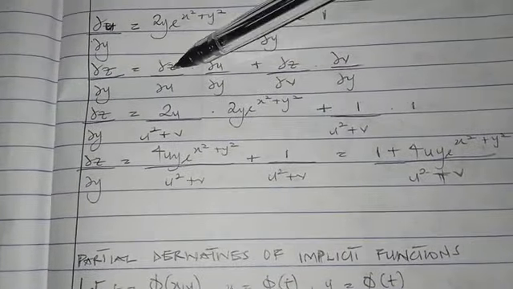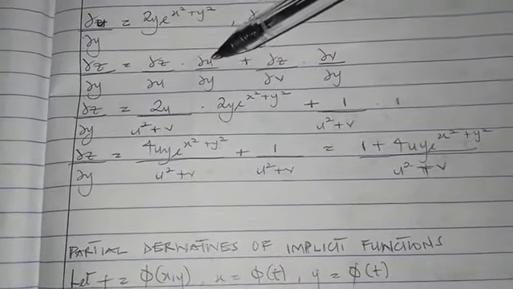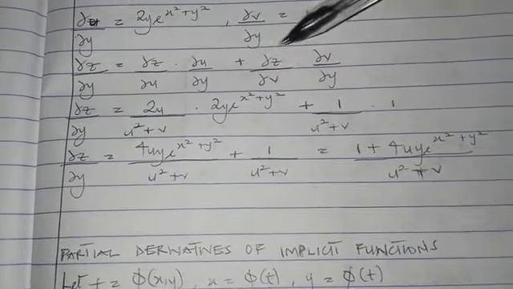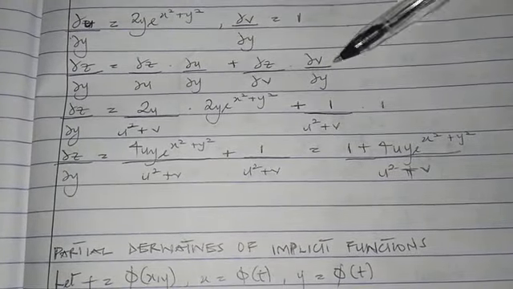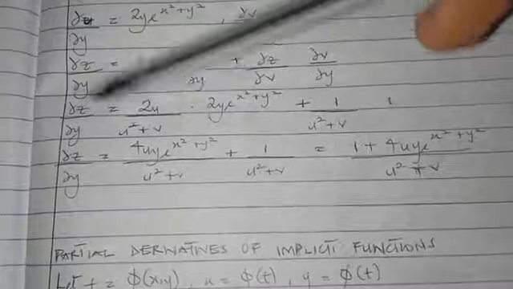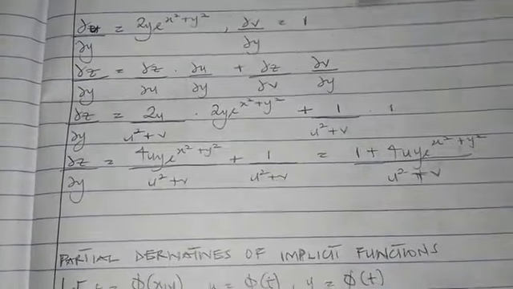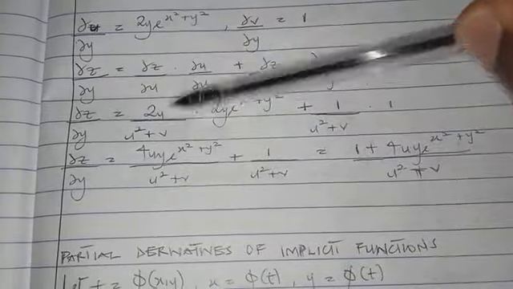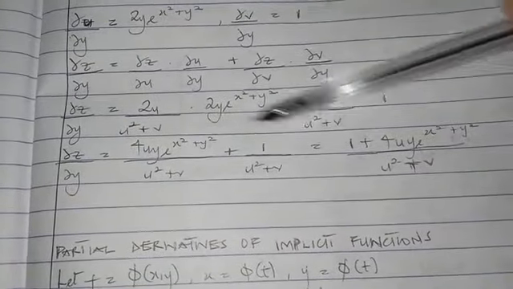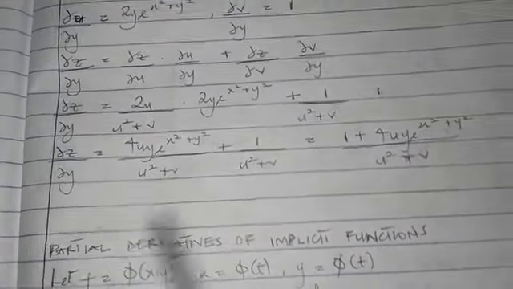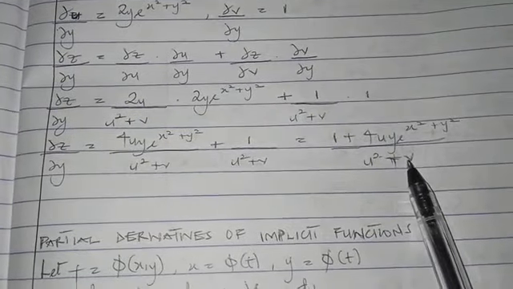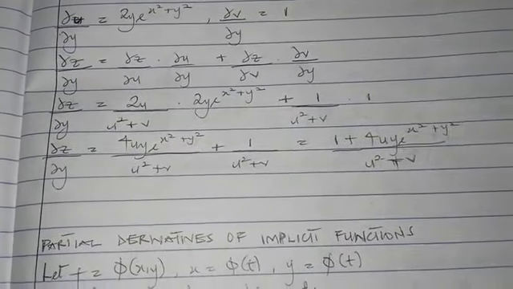Partial z over partial y is equal to partial z over partial u times partial u over partial y plus partial z over partial v times partial v over partial y. This is the formula, so you just put in the values for each of these and multiply. At the end of the day, I also collected like terms, and this is the answer I got.